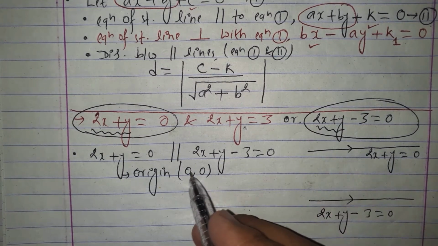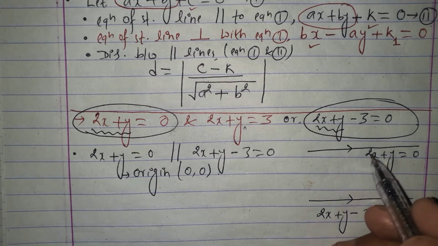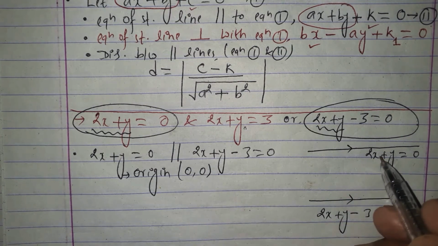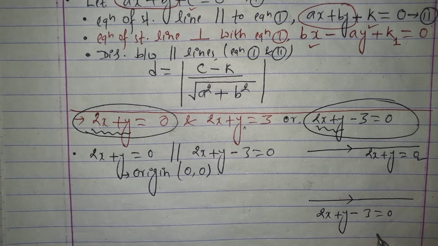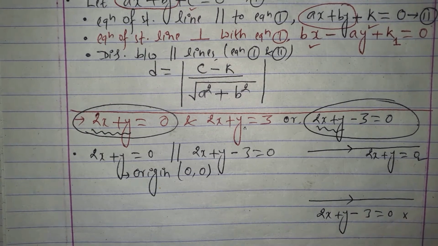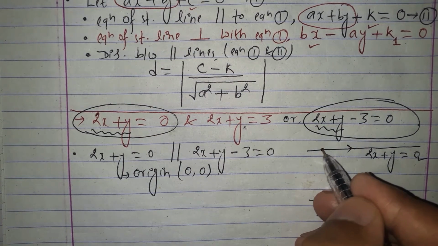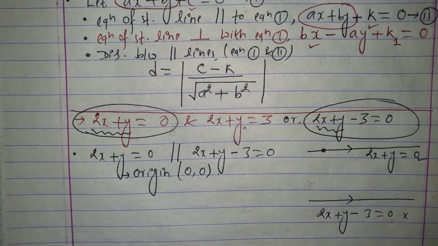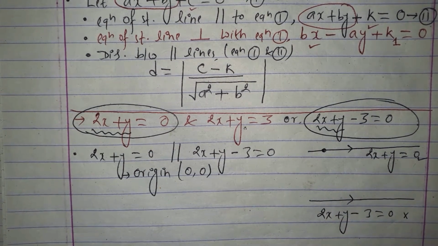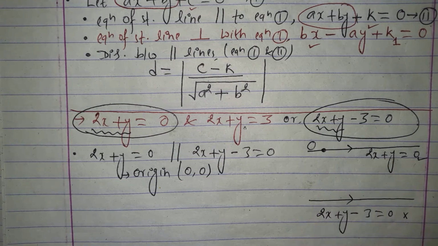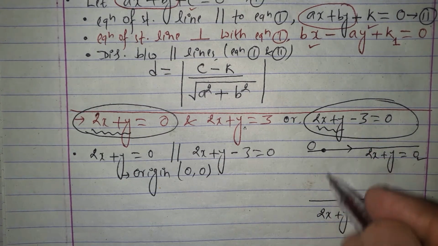Let's check whether the origin belongs to this straight line or not. Here 0 comma 0, if we put the value of x and y both 0, then this equation will be satisfied. But in the other equation, if we plug in the value of x and y both 0, then the equation will not be satisfied. So this point 0 comma 0 lies on this line because it satisfies the given equation. Let's say this is the origin, and we have to make the other sides of the square.